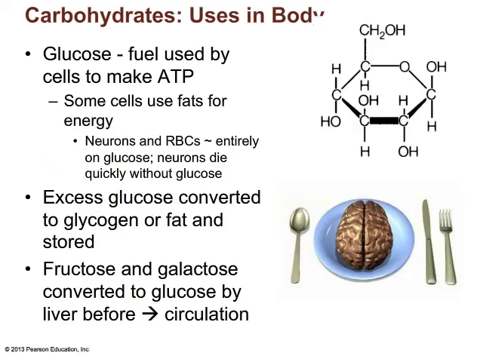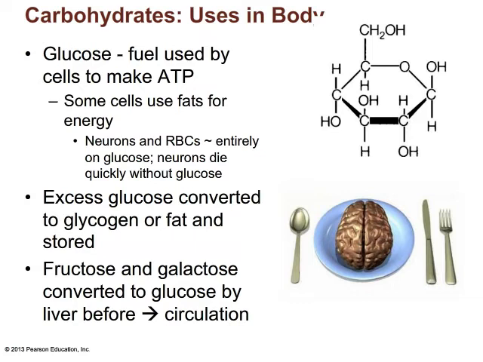Okay, so what are the uses for carbohydrates in the body? Well, the major use of carbohydrate is to generate energy. Glucose is one of those monosaccharides that can be used to generate ATP. And if you remember, ATP is basically the energy transfer molecule that we use to power various cellular processes.